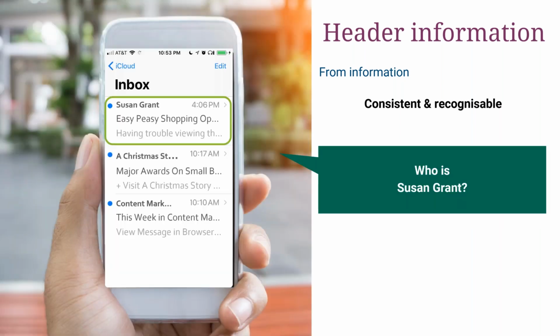Another example of why this information is important, here's an email in an inbox from Susan Grant. Now, who is Susan Grant? What would you do if you received this email? Do you want to just let me know in the questions? What would you do if you receive this email and you don't know who Susan Grant is? Share your answers in the question window. I'll just give you a little bit of time to think about what you would do.